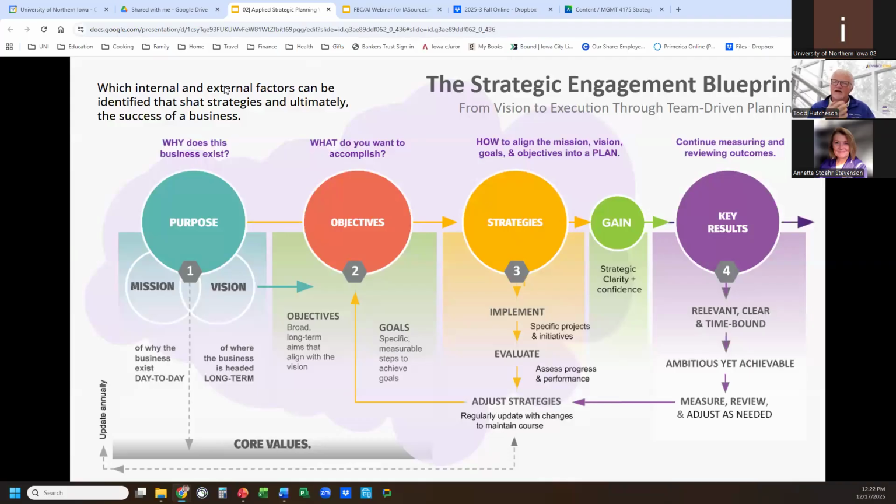And then externally, what's our market look like? What do our competitors look like? And then what's the general environment look like? Sometimes we miss that because we tend to focus on external competitors.